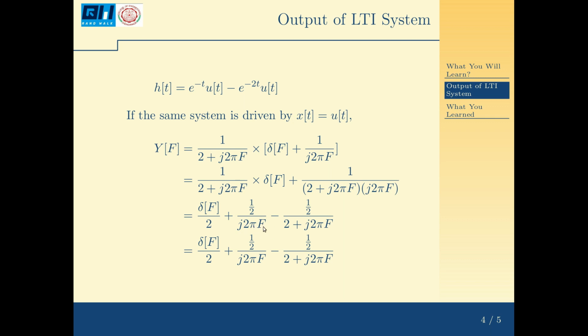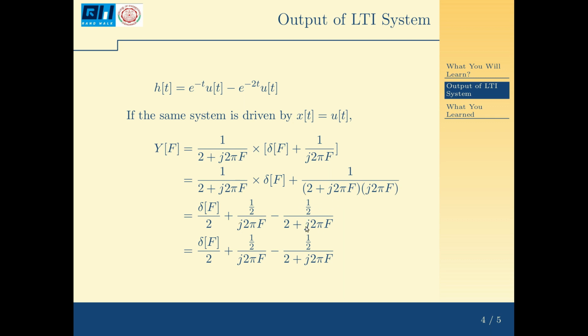The residue of the first term is found by putting f equal to 0, since for this term the pole is f equal to 0. If I put f equal to 0 in 1 by 2 plus j2πf, it becomes 1 by 2. So the residue for the first term is 1 by 2. How do I find the residue? I put f equal to 0 in this expression by masking this term. When I put f equal to 0 here, it becomes 1 by 2 plus 0, that's 1 by 2.